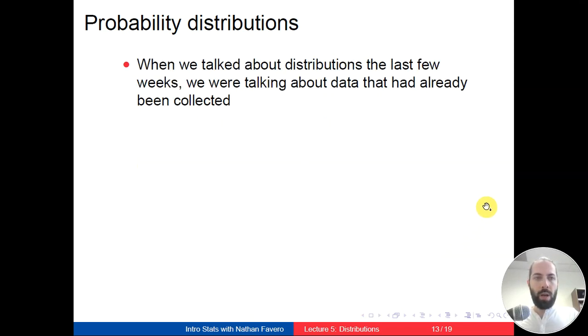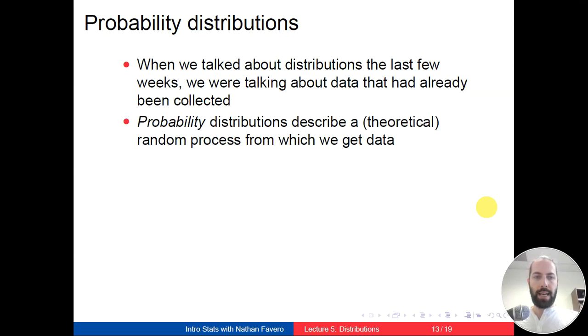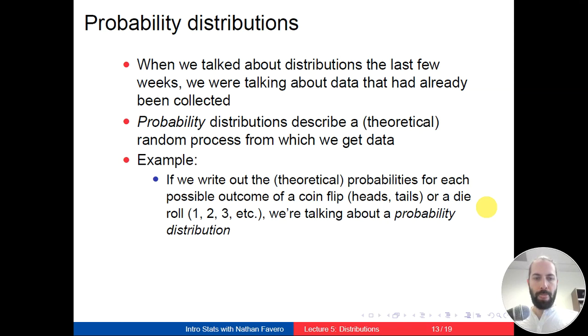So when we talked about distributions the last few weeks, we maybe didn't always use that word, but we were talking about data that had already been collected. And again, the key distinction today with probability distributions is that they describe a theoretical process from which we get data. They're not describing data that we've already collected. So here's another example. If we write out the theoretical probabilities for possible outcomes from a coin flip or from a die roll, we're talking about a probability distribution. So that's what we saw a few slides ago. It was telling us how likely a heads is to occur, how likely we are to get tails, how likely we are to get a 1 or a 2 or a 3.